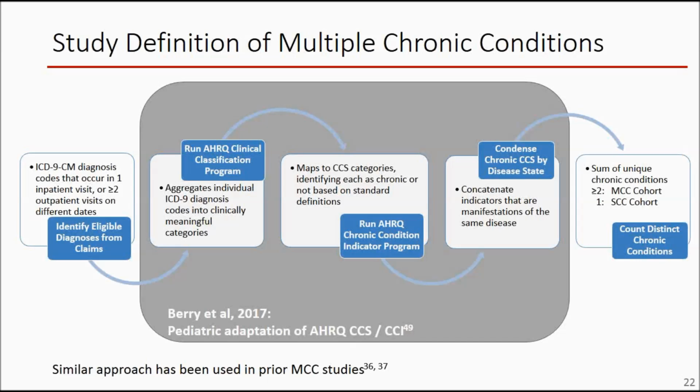And then there's the chronic condition indicator, which goes through those same ICD-9 codes and flags if they are expected to be a chronic condition or an acute condition. These algorithms were generated through a mixture of synthesizing the epidemiologic evidence, expert consensus review, things like that.